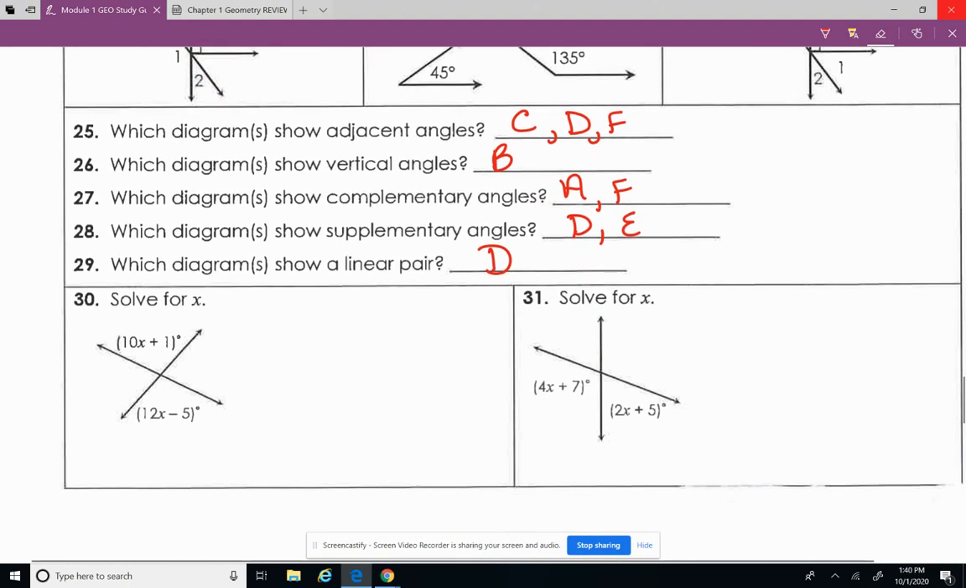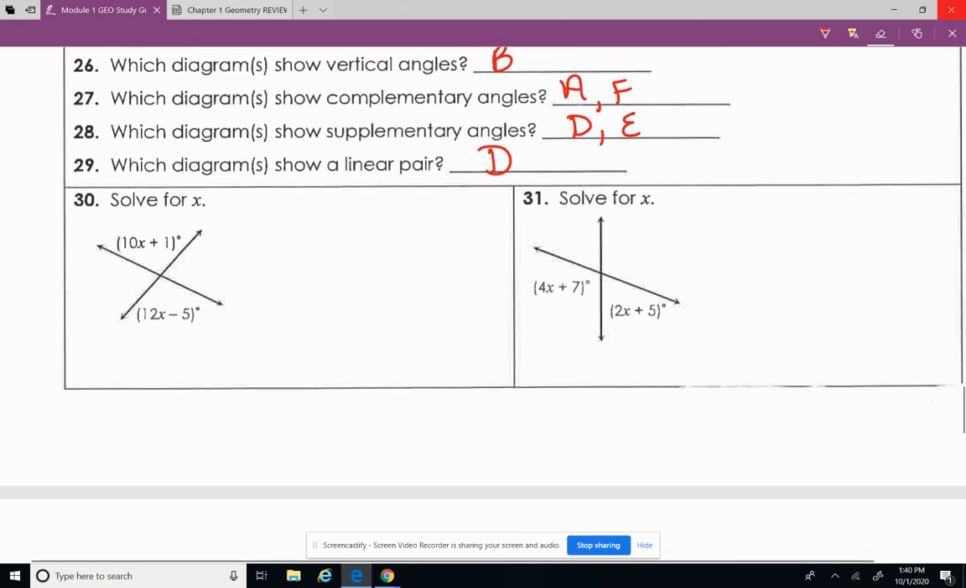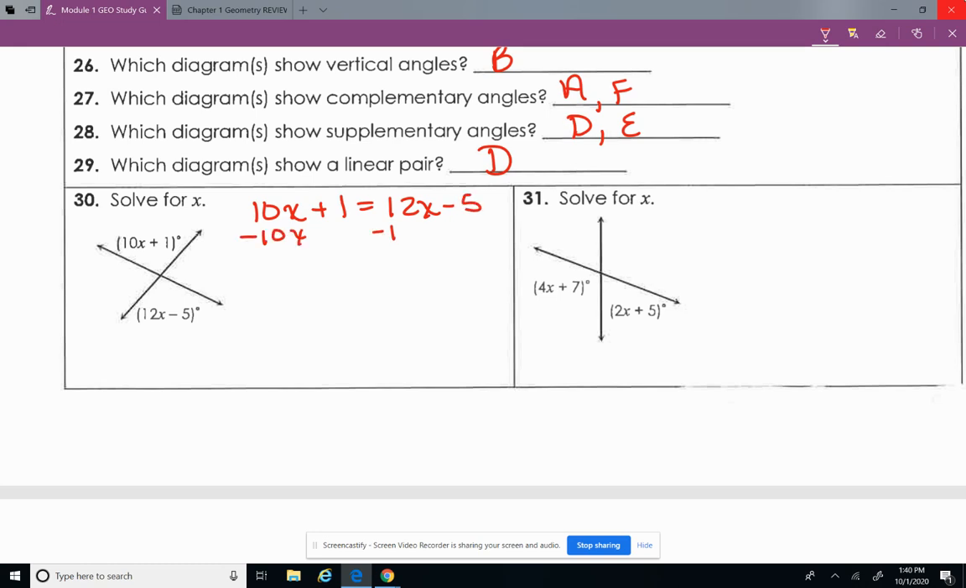All right, let's look at number 30. Well, just looking at those, that's X marks the spot. That's vertical, so they're going to be equal. So 10x plus 1 equals 12x minus 5. I'm going to subtract 10x from both sides and get 2x. I'm going to add 5 to both sides and get 6.